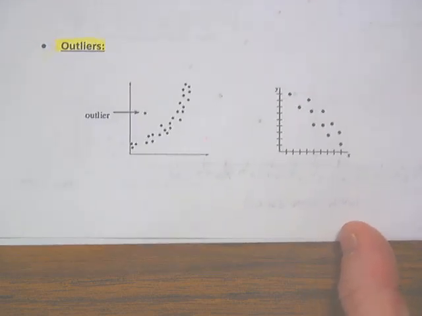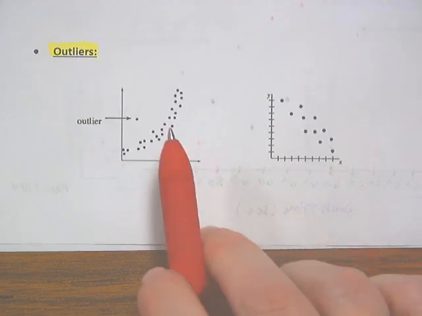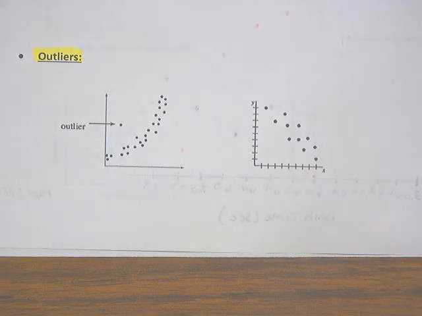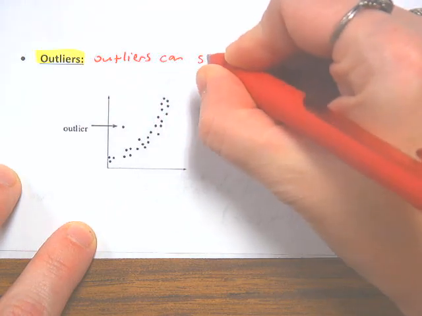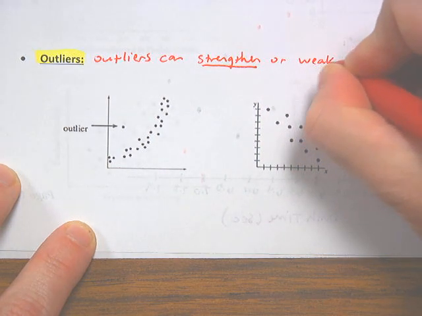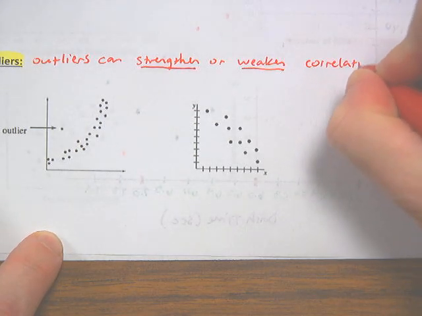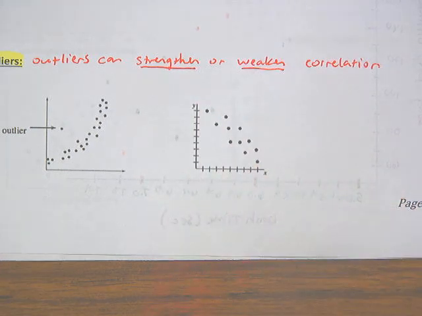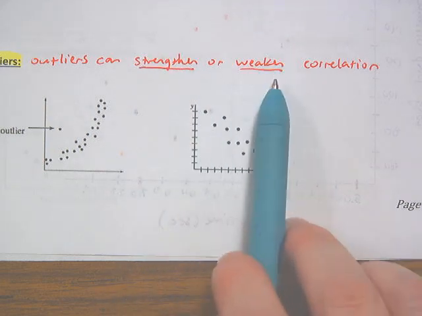And then lastly, you guys know by now how to spot an outlier, but I want to be really specific here about something, okay? I want you to add some writing here. I want you to write that outliers can strengthen or weaken correlation, which we're going to talk about on the next couple of pages, but I want this to be in your notes now. I want to talk about it now. I don't want to wait. So outliers can either create a stronger correlation or a weaker one.